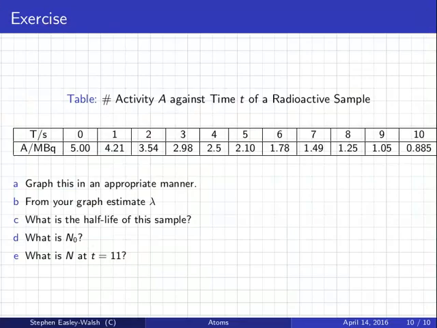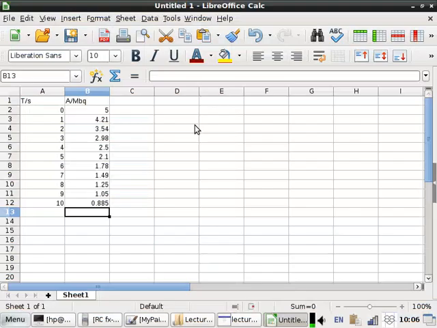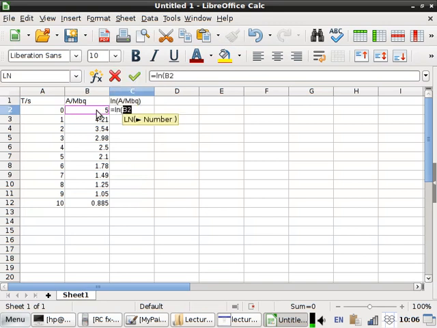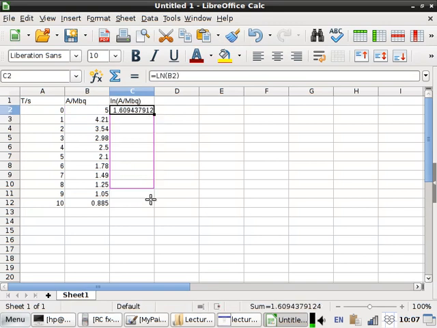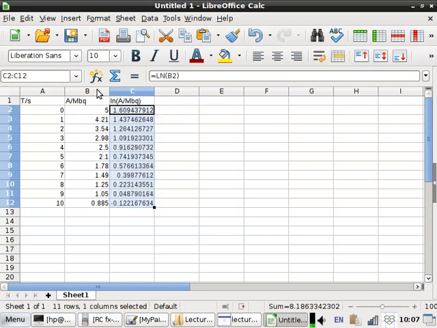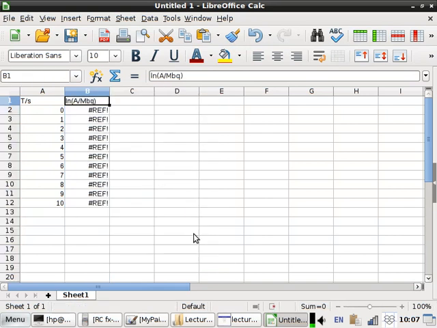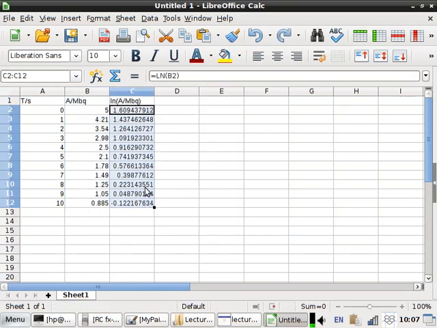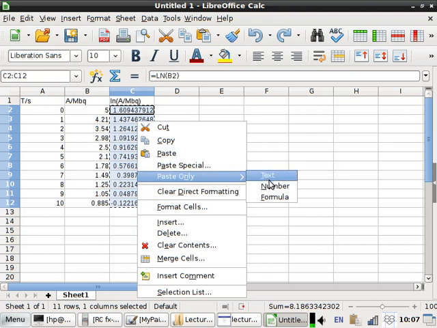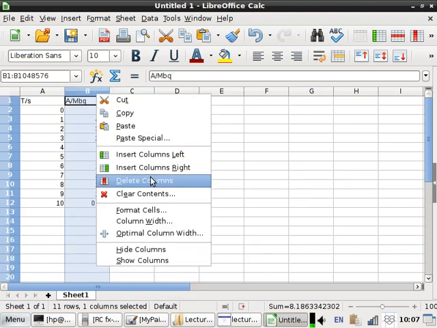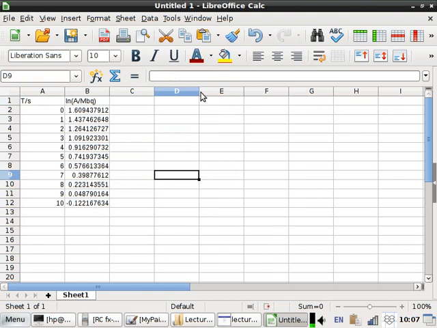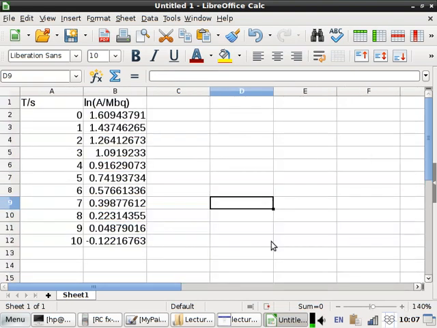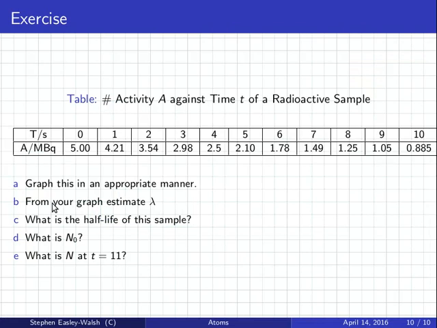Rightio. Step 1, graph this in an appropriate manner. So the appropriate graph here is I should be getting log activity, so that's ln of this. Like that. In fact, I don't care about this anymore, so let me get rid of it. Oh no! There we go. Alright, can you see that okay? So that's what you should do first. So that's now to make the graph.